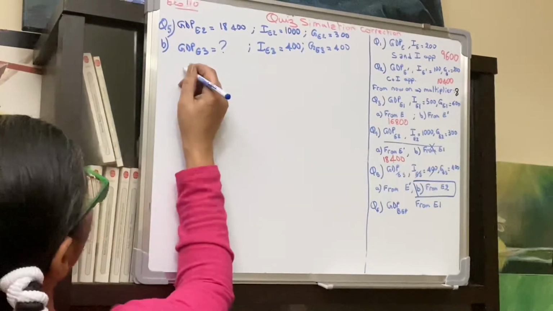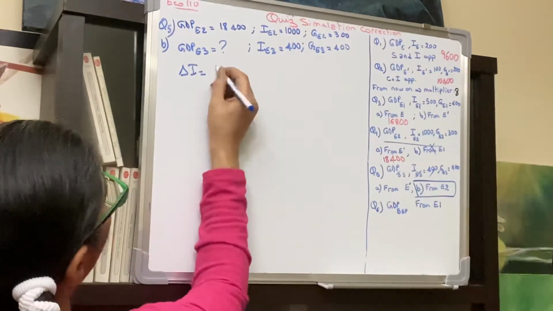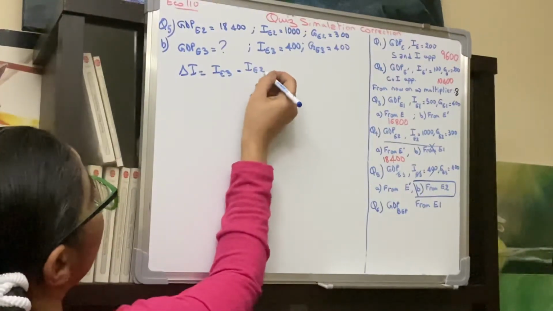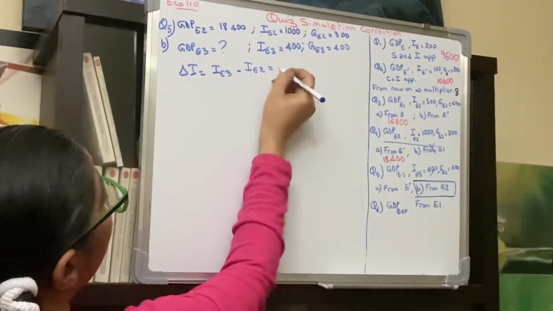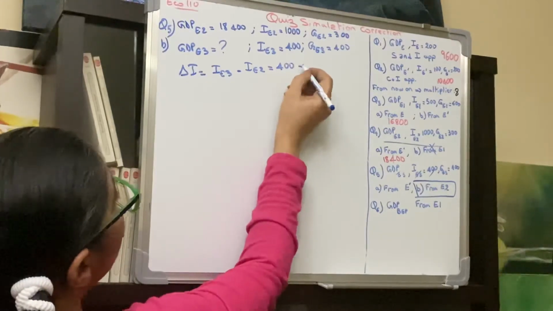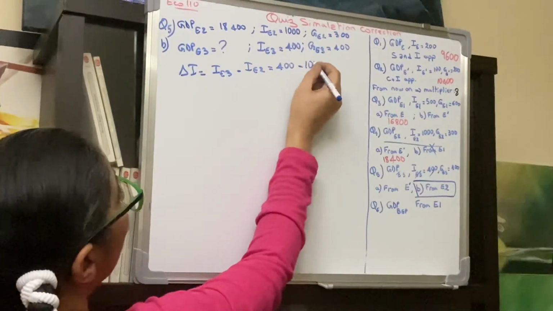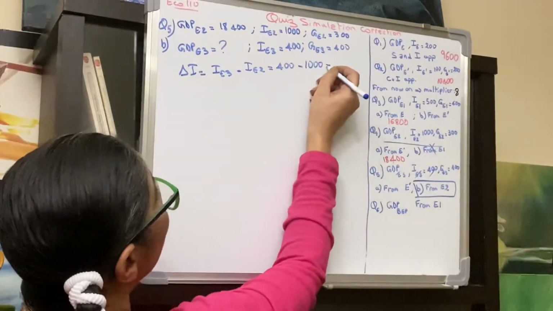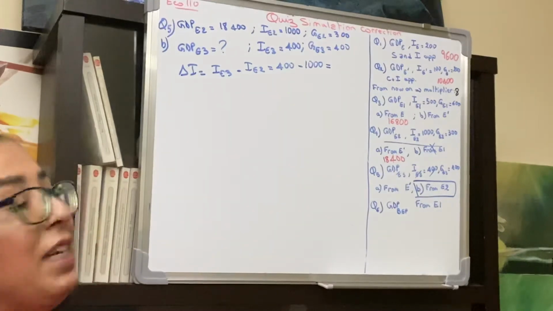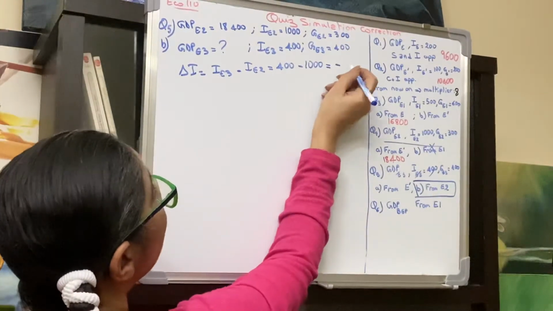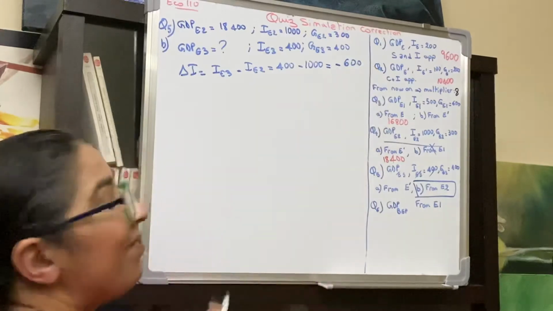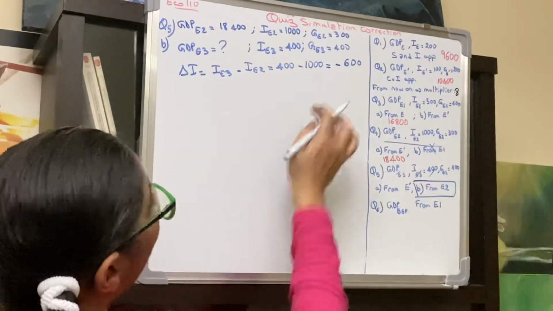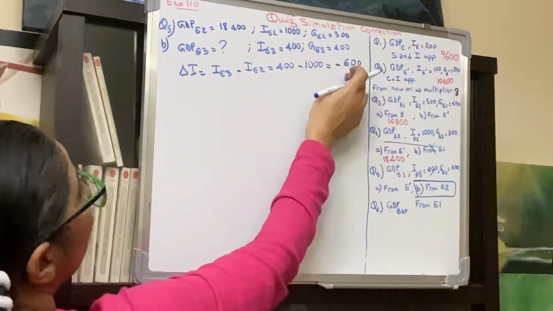Easy. So first thing, delta I is equal to I at E3 minus I at E2, which is equal to 400 minus the old one, which was 1000. Okay? That's the little trick for this question. So it's actually a decrease in investment. So it's going to be negative 600. So your GDP is going to decrease, because it doesn't offset.